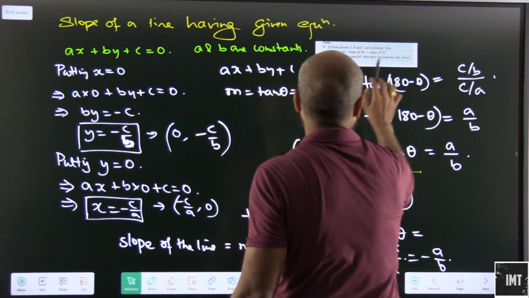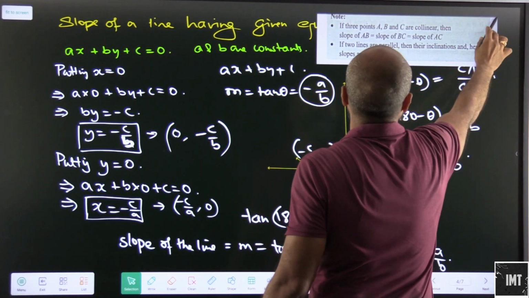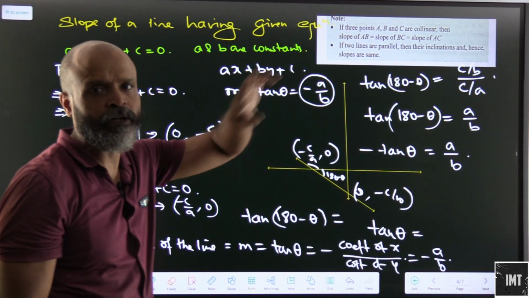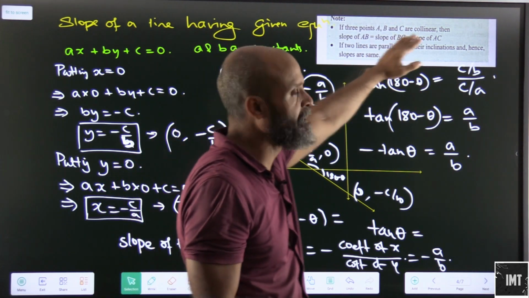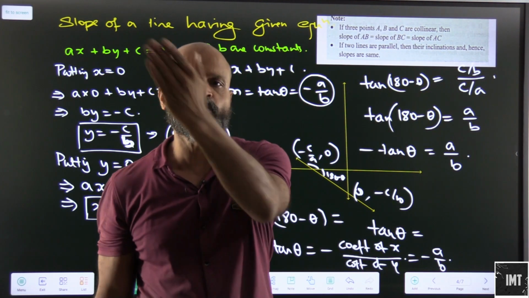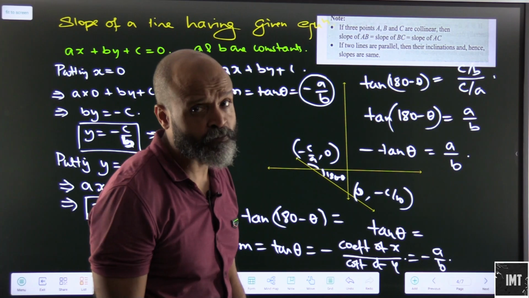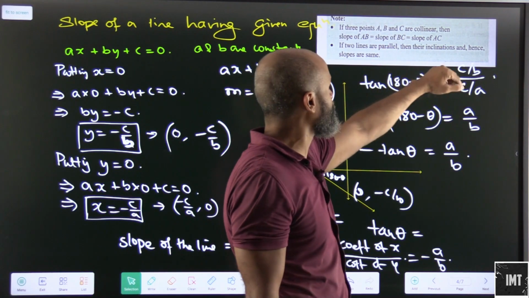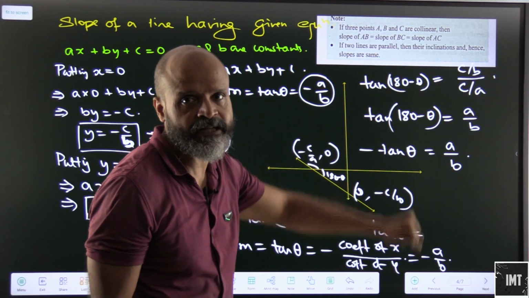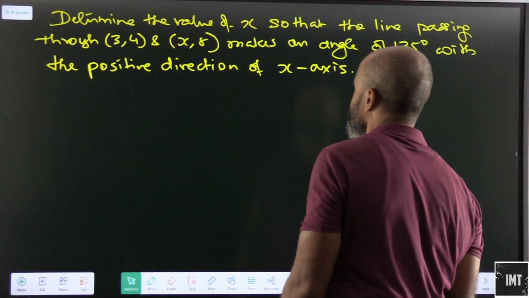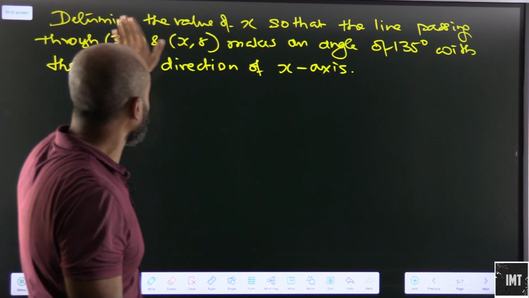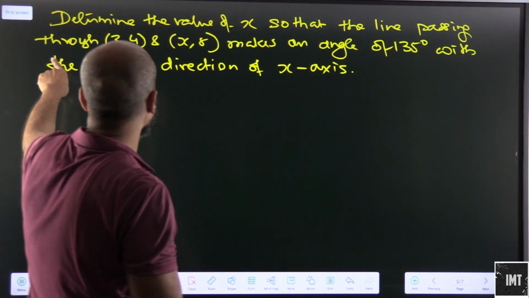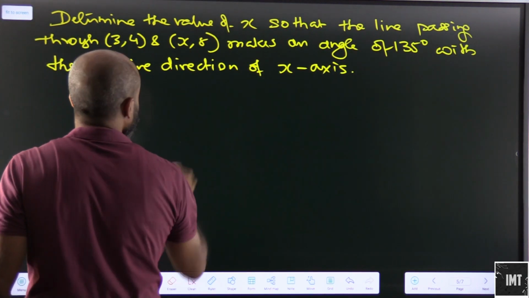A couple of points that we have to basically note here is that if 3 points A, B and C are collinear, then slope of AB obviously will be equal to slope of BC, and that will be equal to slope of AC, because these are collinear points and hence their slopes would be equal. If two lines are parallel, then the inclinations and slopes are the same. So we have a problem here which says: determine the value of x so that the line passing through this and this would be x5.